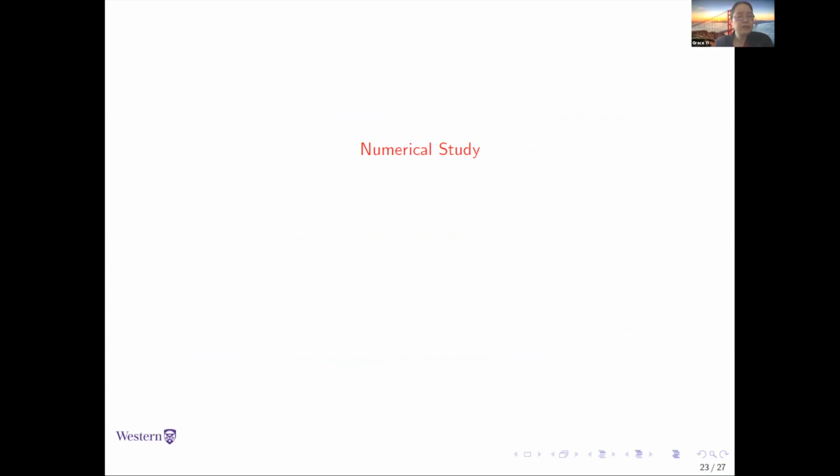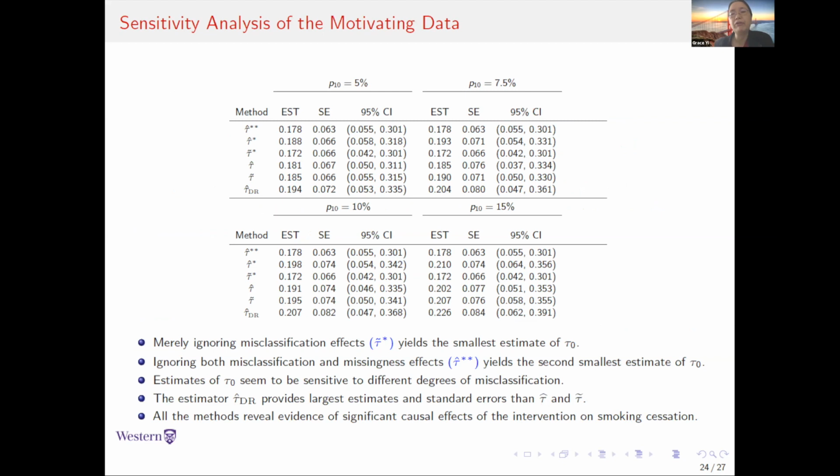Now, I skip a lot of technical details in developing asymptotic distributions for those estimators. I just want to give you a quick idea about how those different approaches may perform numerically. So I apply those approaches to our initial motivating example. In this case, we conduct a so-called sensitivity analysis by considering different degrees of misclassification probabilities: 5, 7.5, 10, and 15%.